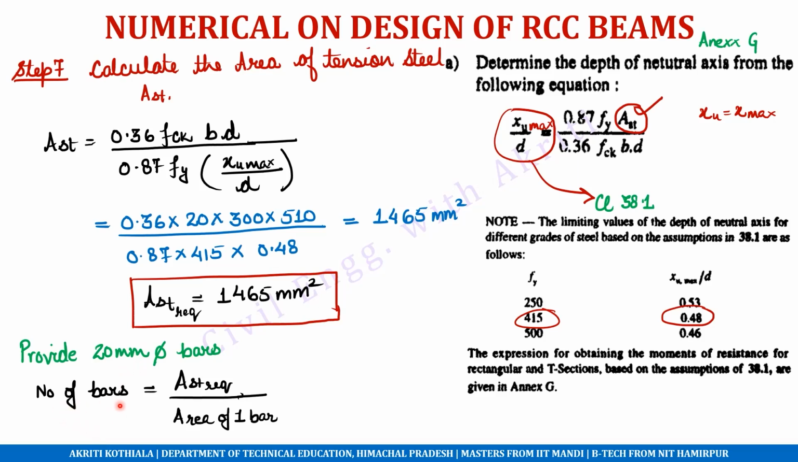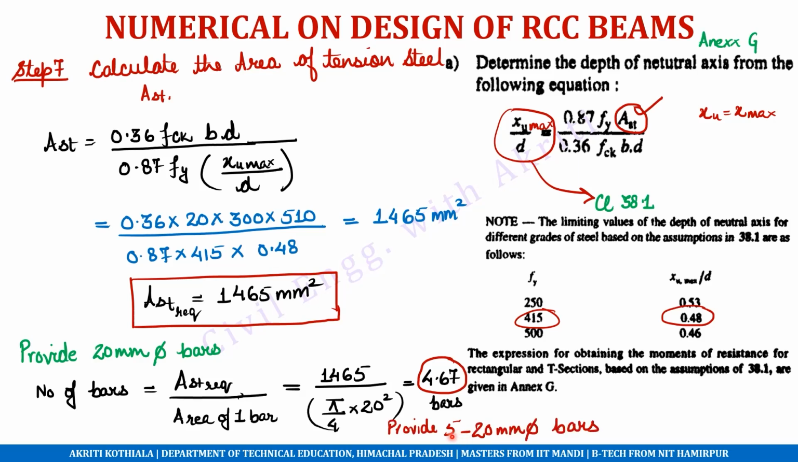So how do we calculate the number of bars? It is AST required upon area of 1 bar, which is calculated to be 4.67 bars. However, we can never provide the number of bars in decimal, and we cannot even reduce this value to 4. So we will always have to increase the number of bars to the next integer. The next integer in our case will be 5 bars. So we will be providing 5 20 mm diameter bars.